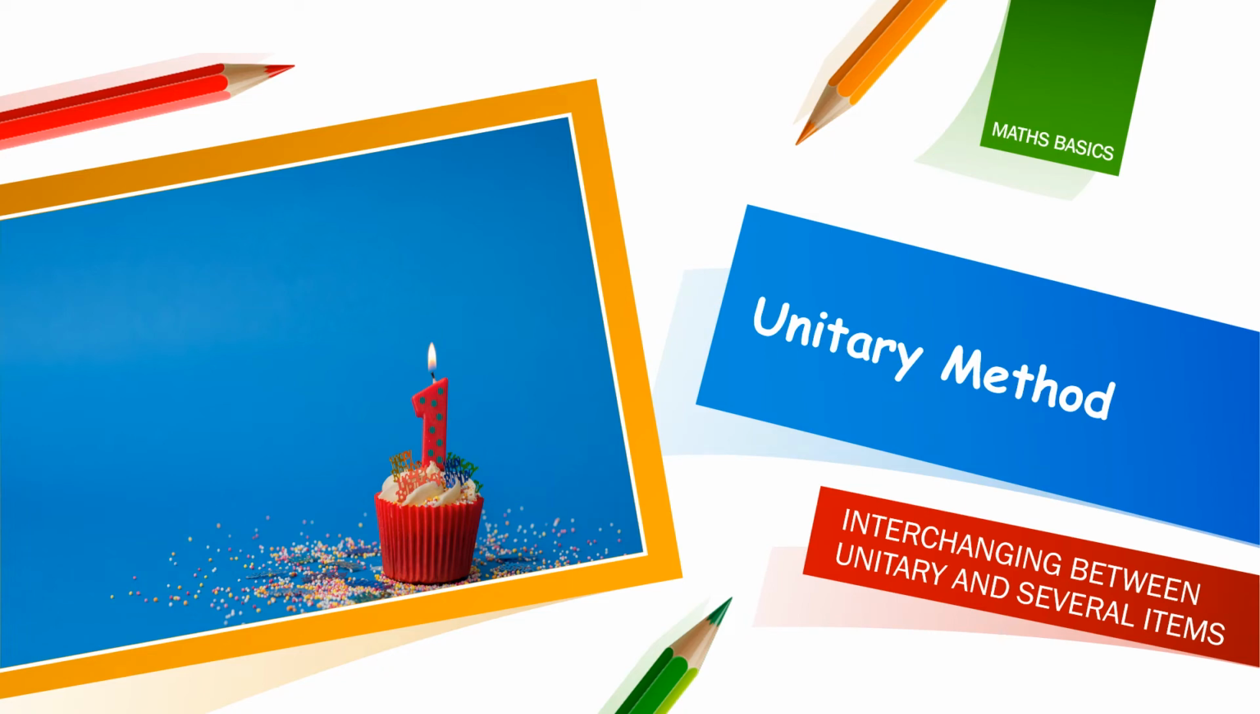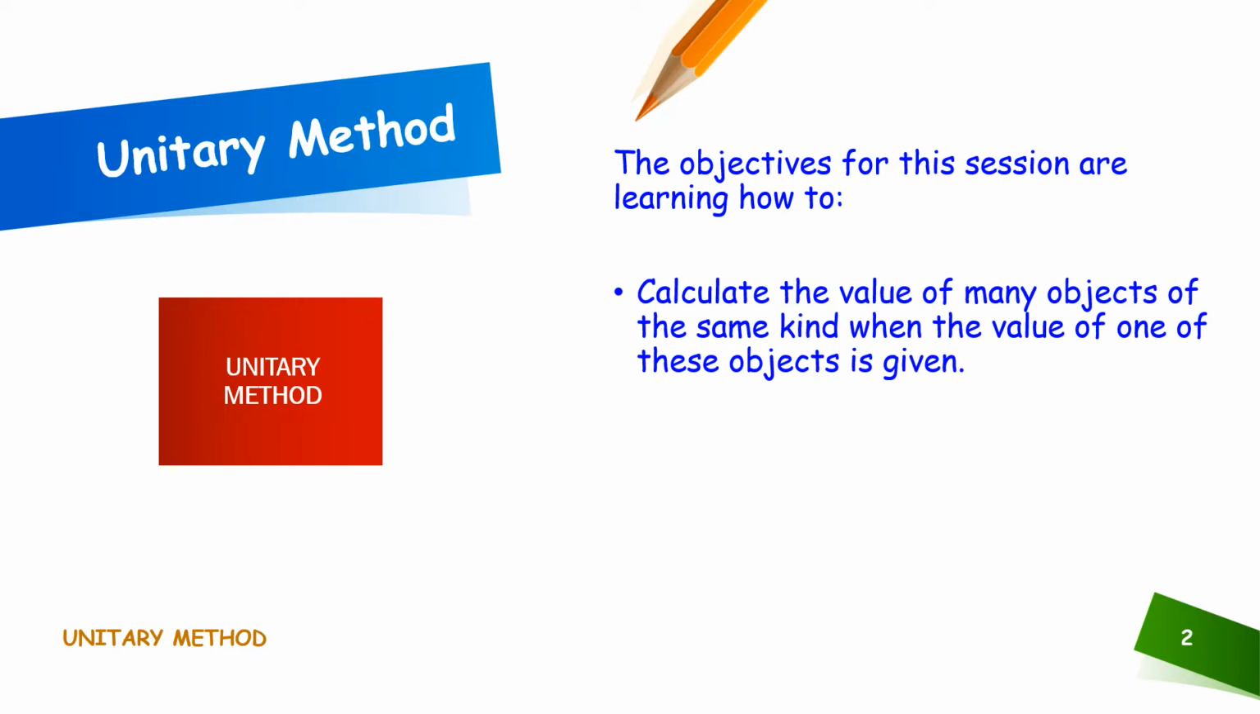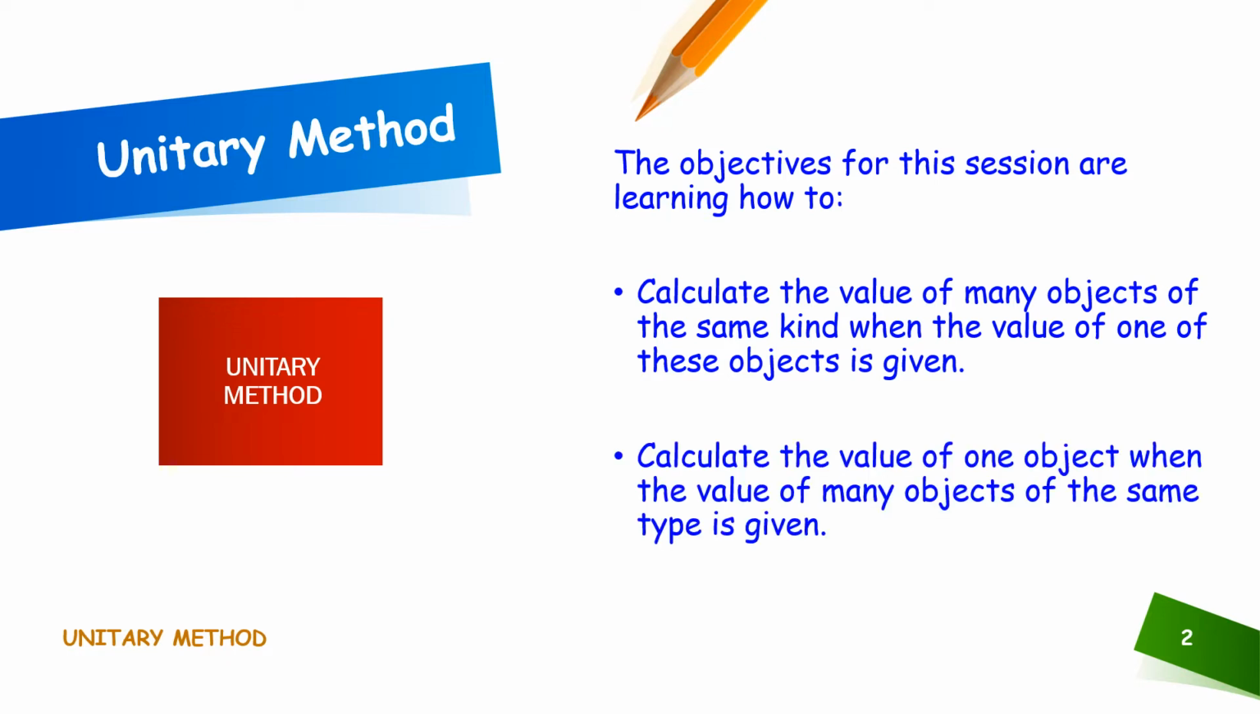Welcome to the session on the unitary method, interchanging between unitary and several items. The objectives for this session are learning how to calculate the value of many objects of the same kind when the value of one of these objects is given, and calculate the value of one object when the value of many objects of the same type is given.